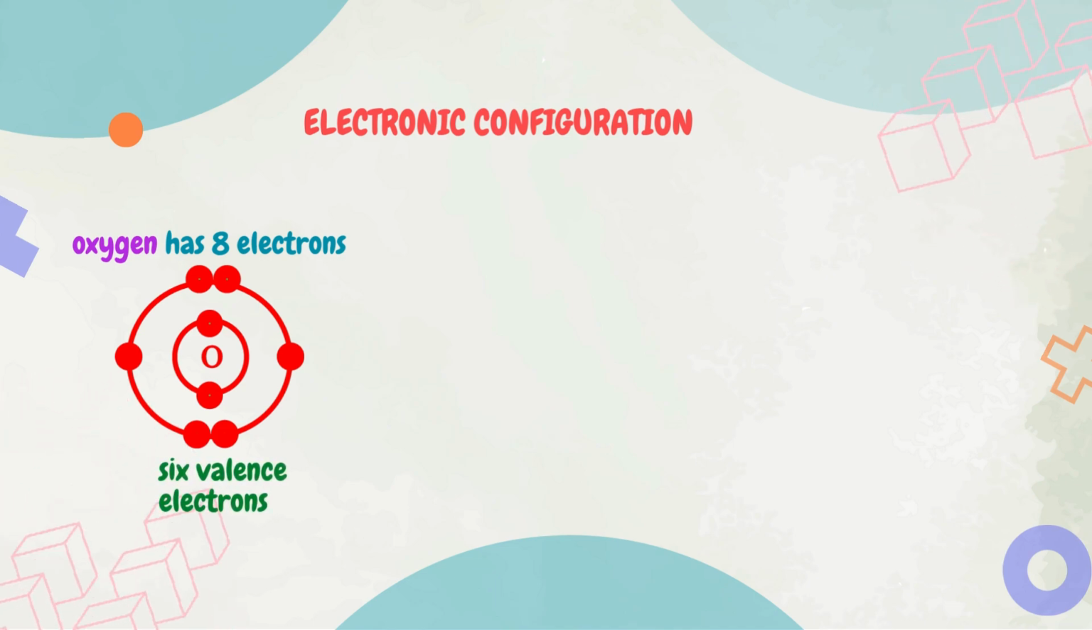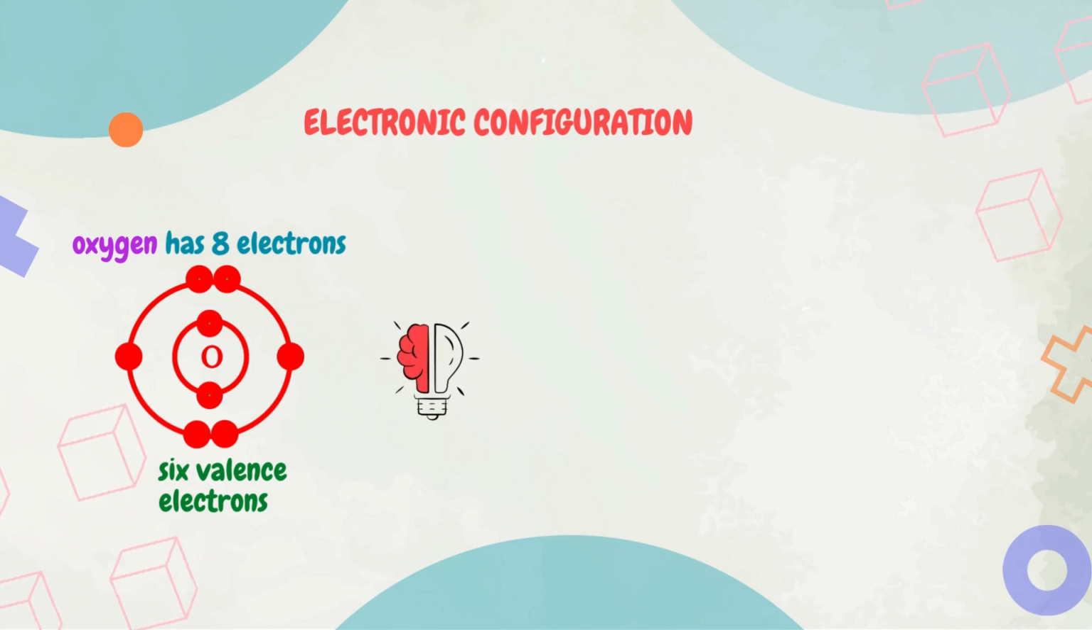These are electrons that take part in the chemical bonding of oxygen with other atoms or molecules. So they determine the chemical properties of oxygen. Here's a fact. The reason oxygen is so reactive is because of its 6 valence electrons. In chemistry, these electrons are like the social butterflies. They're always looking to bond with others.